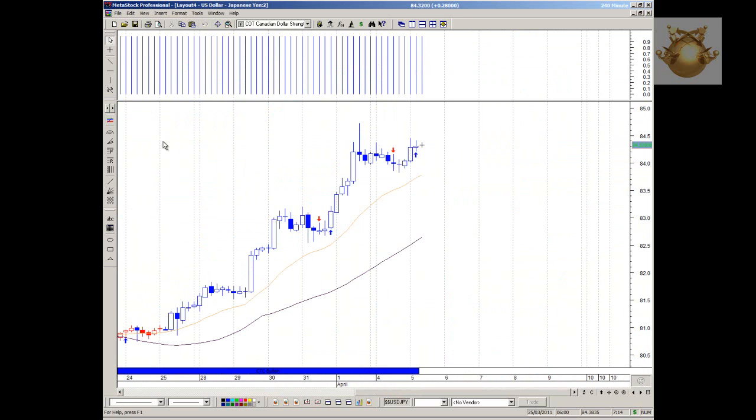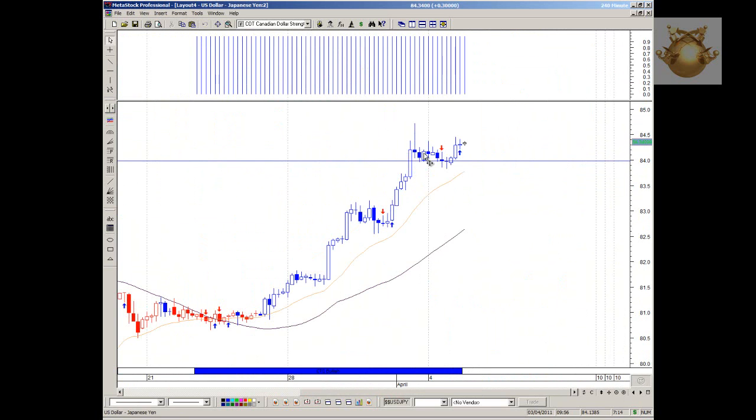Intraday, you can see the consolidation. Clearly some support area at 84.00, and as long as it can stay above 84.00, because we're in a positive uptrend, that could be just classified as a consolidation area, and then we could see further moves to the upside.